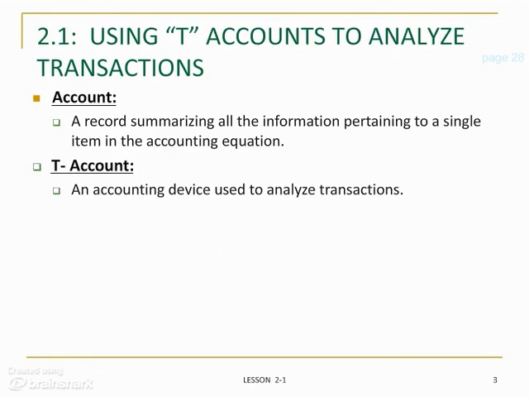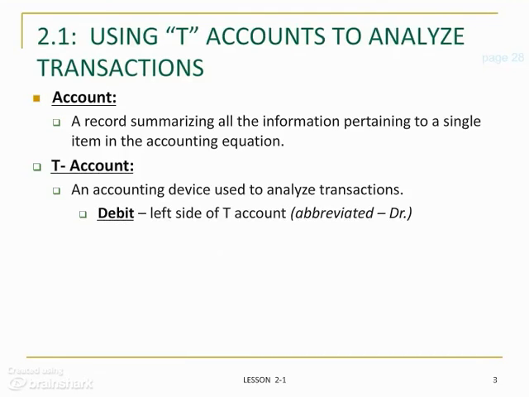In this chapter, we're going to use an accounting device called the T account to help us analyze transactions. In Chapter 1, we talked about how every transaction can be analyzed into two parts. It's going to affect at least two different accounts, and whenever a transaction took place, it always had to result in the accounting equation staying in balance. In this chapter, we're going to learn how we can use this T account to help us analyze our transactions and make sure that our accounting equation is staying in balance.